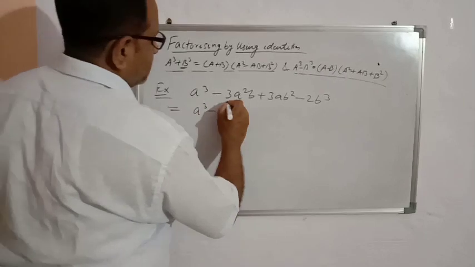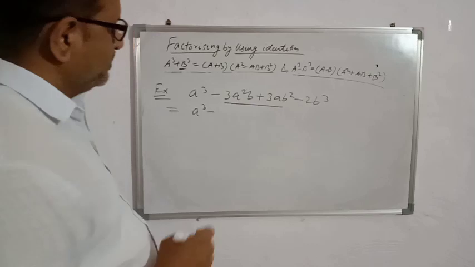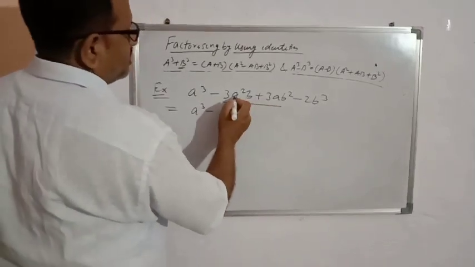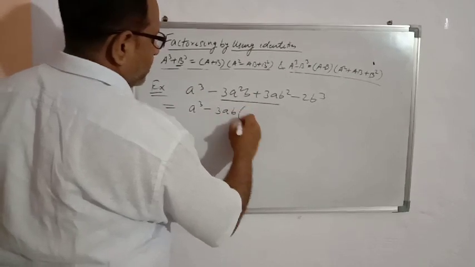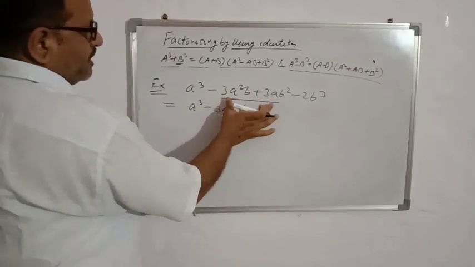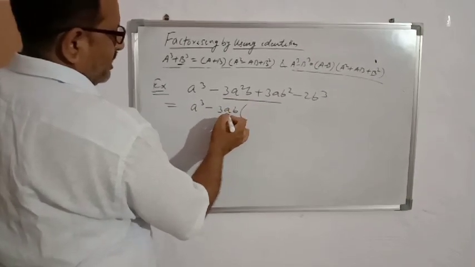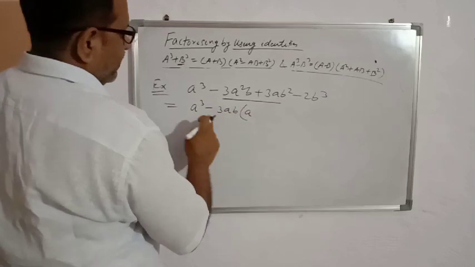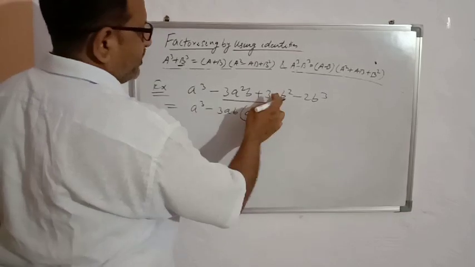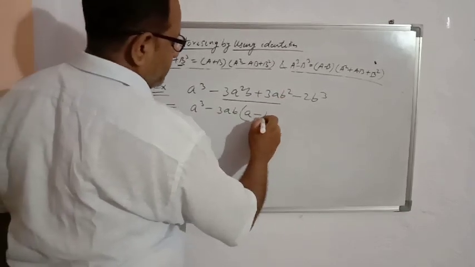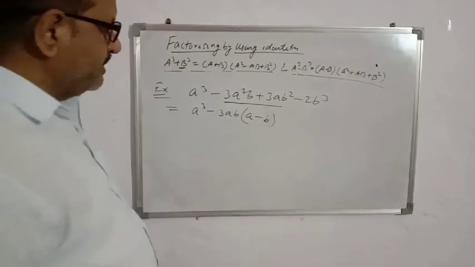a cube minus, what is common in the second term and third term? 3 is common in both, 1a is common and 1b is common. We can take minus 3ab common from the second and third term. What will we get in the bracket? From a square, 1a is outside, so we write a. The minus sign is taken out common, so we write minus here. 3, a and b are outside, so b will come. So after taking minus 3ab common, we will get a minus b inside the bracket.